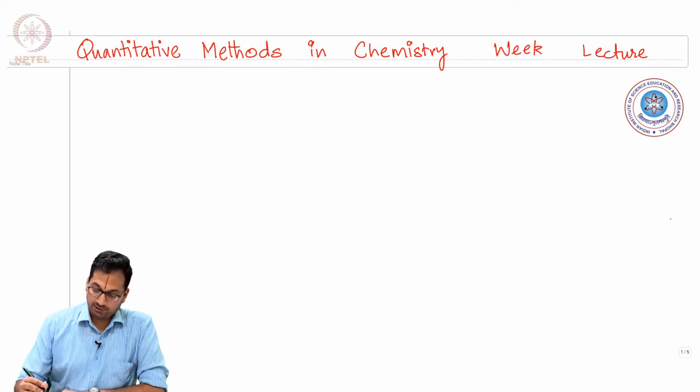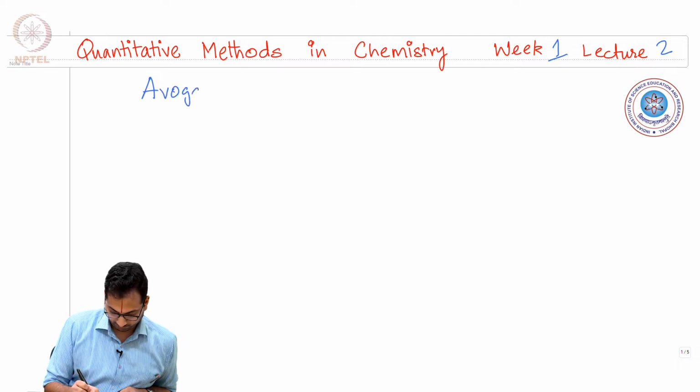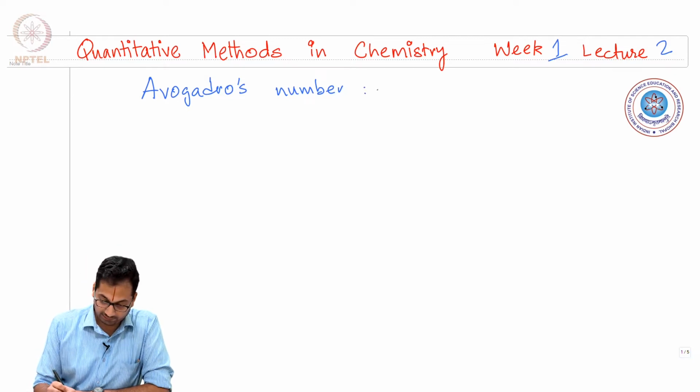We are moving ahead with the second lecture in the first week of our classes. The first point being the Avogadro number. This number helps us understand how many particles are present in 1 mole of any chemical, which is 6.022 into 10 to the power of 23 particles per mole.